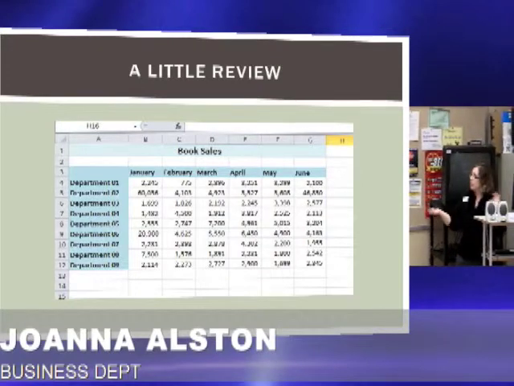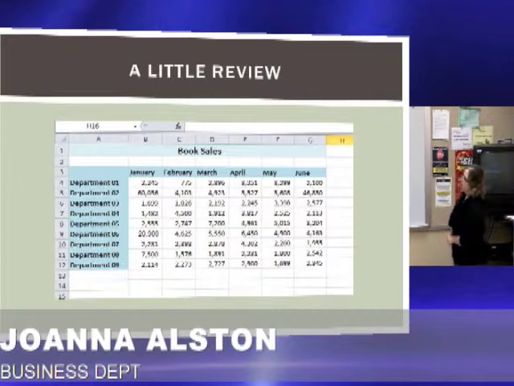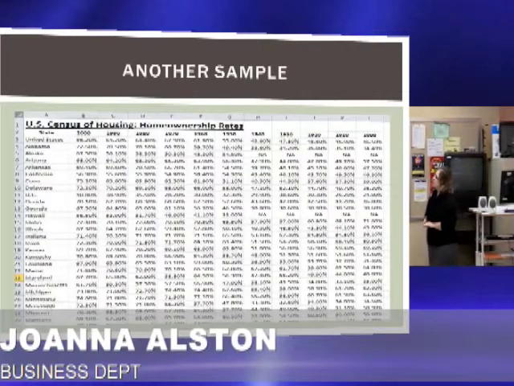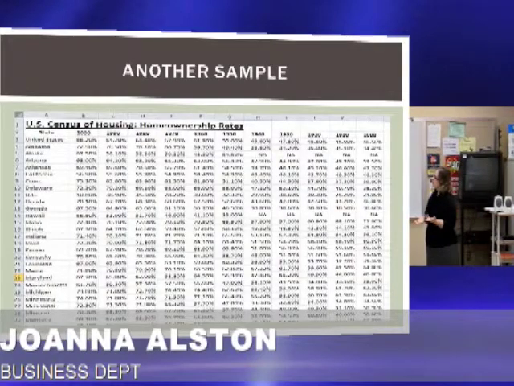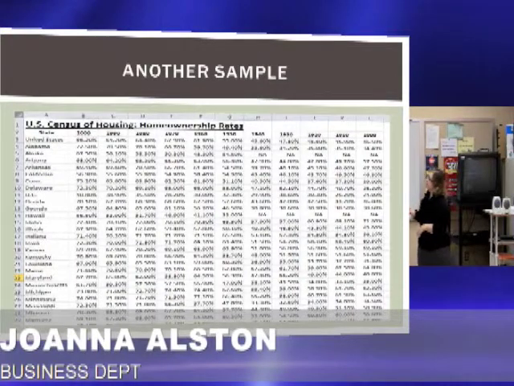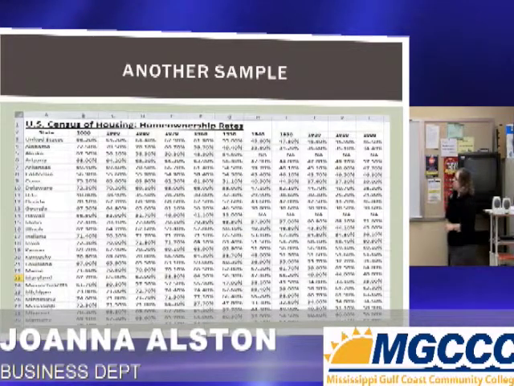Okay, so this slide specifically, these are book sales. So we're showing each department's book sales for January through June. Here's another sample. This one is U.S. Census homeownership rates. But again, we see the same basic setup. The states going down the left, and then the years that were being tracked across the top with all of your data, your percentages filled in there.